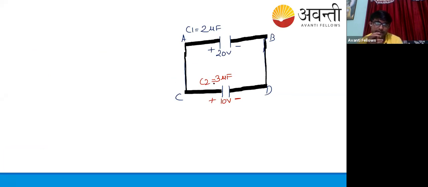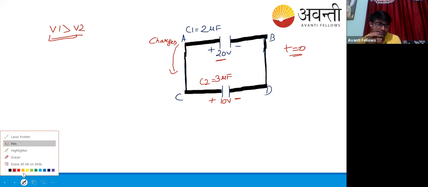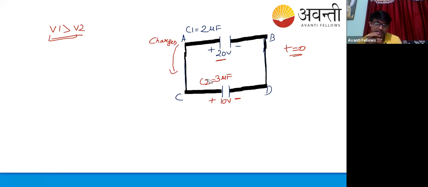You can see that 20 volt, that is V1, is greater than V2. So the charges will flow like this, from C1 to C2. This will be the initial condition, although the charges will be the same here, there will be no charge difference. But finally, the scene will be like this: the potential will be common.